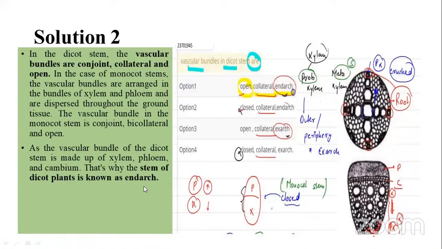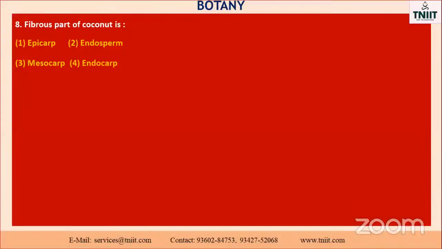What is the meaning of exarch? It is towards the, endarch means what does it mean? Towards the center is called endarch. Suppose if it is towards the periphery, it is called what? Exarch. Okay, it depends upon the protoxylem. This one is called protoxylem. If the protoxylem is toward the center, it is called endarch. Suppose if it is towards the periphery, it is called exarch. You go to the difference between dicot stem, dicot root, dicot leaf, monocot leaf. Okay, go to the next one.